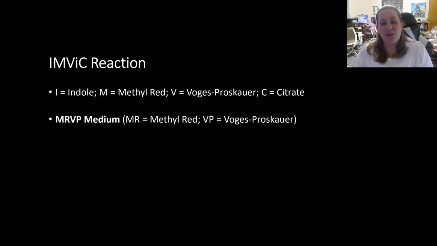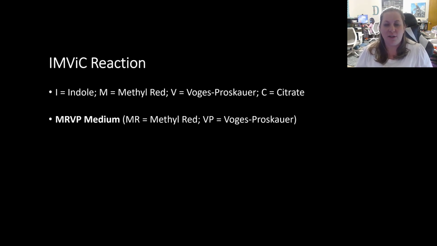The next one we're going to look at is called the IMVIC reaction. Now, when we look at this, guys, each of these letters means something different. The I is for indole, so we're going to test it for indole. M is for methyl red. V is the Voges-Proskauer test. And C is the citrate test.